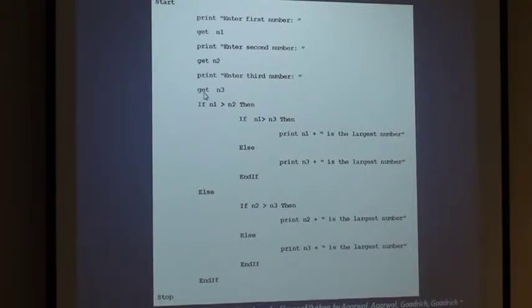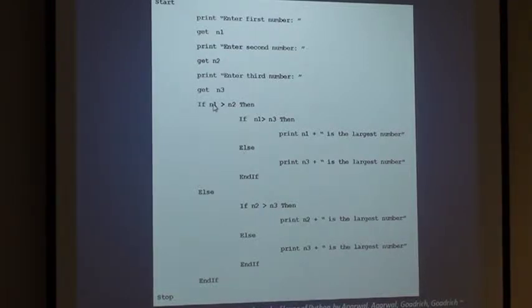Once we have the 3 numbers, if N1 is greater than N2, then you need to do another comparison between this end and if and end if. So if N1 is also greater than N3, then what does it mean? N1 must be the largest, right? So you print that out. It doesn't matter if you have a plus or a comma here, it's just pseudocode.